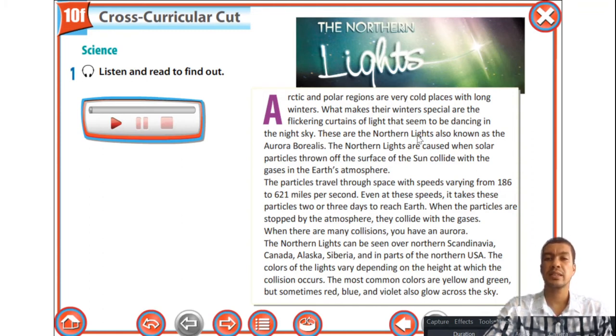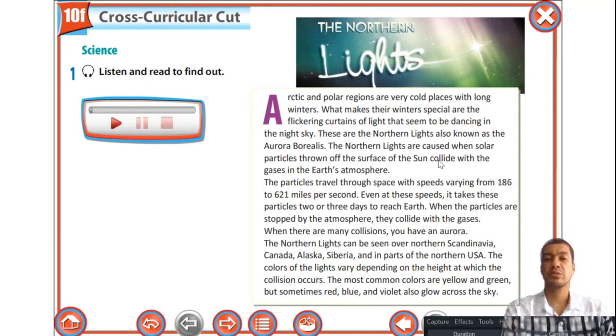So the northern lights, as we know it, is also known as the aurora borealis, and the northern lights are caused where the solar particles from off the surface of the sun collide with the gases. Alright, so what happens is we have stars outside, and then as they enter the Earth's atmosphere, they collide with the gases. At the moment, you guys are familiar with the greenhouse effect and the gases and what's happening in the ozone layer because of pollution.